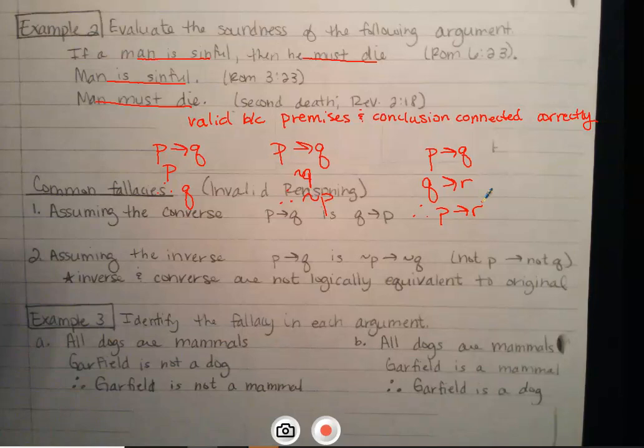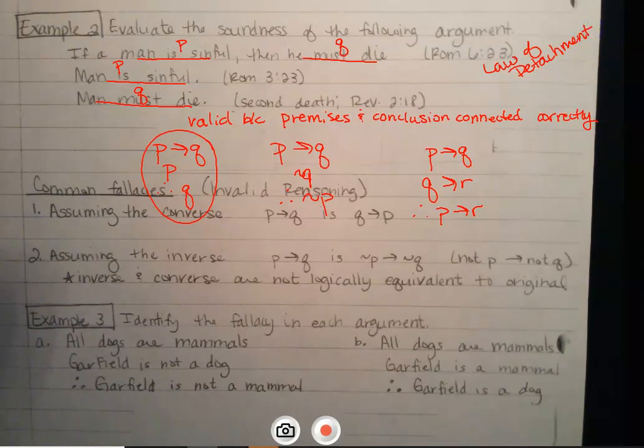Hopefully that gave you plenty of time to figure it out. It is the first one. It is the law of detachment or modus ponens, because this would be our P. If man is sinful, then he must die. There's our Q statement. Then we're saying man is sinful. There's our P statement. Therefore, Q, man must die. So this is the law of detachment or modus ponens. Let's just go with law of detachment here.